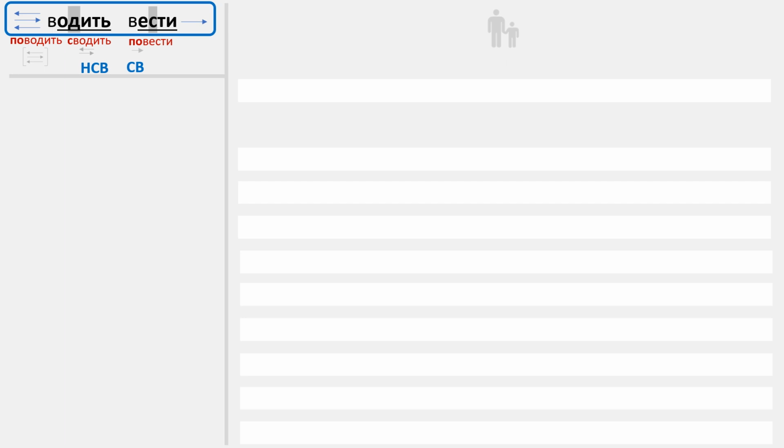Водить makes new imperfective, new NSV verbs with prefixes. Вести makes their SV, their perfective forms with prefixes. These SV forms, these perfective forms, are also possible SV forms of нести. Let's see and examine these two verbs with different prefixes. Each one has several meanings. We will look at some of them.